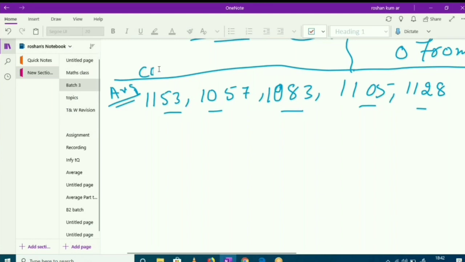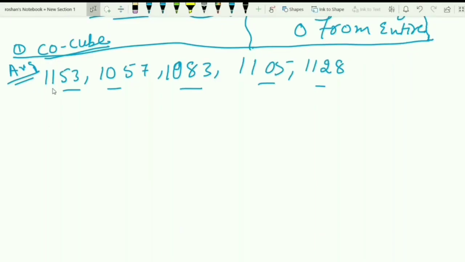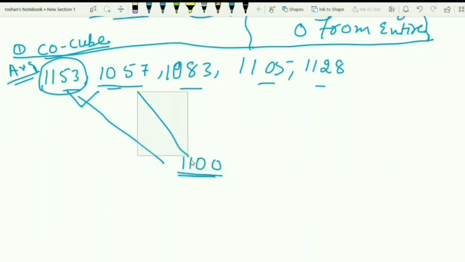I hope you remember in the previous class, I said there was a paper called CoCubes, with a much simpler question than this. Question number one itself in one of the sets asks to find the average of this kind of thing. The maximum number here is 1,153 and the minimum is 1,057. If I take a number between these two, which is easy for me, I'm taking 1,100, and I'll be finding the deviation from it.